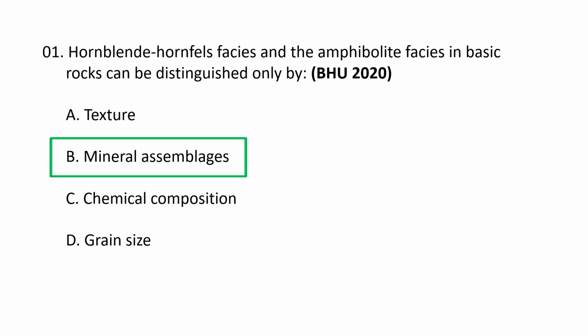The hornblende hornfels facies is characterized by lower pressures and high temperatures, whereas the amphibolite facies is defined by hornblende, plagioclase, and it may also contain garnet, epidote, diopside in mafic rocks. However, the presence of specific minerals like andalusite or cordierite in associated metapelites can also help differentiate between the two facies. So the mineral assemblage is an important key factor in distinguishing between hornblende hornfels facies and the amphibolite facies.